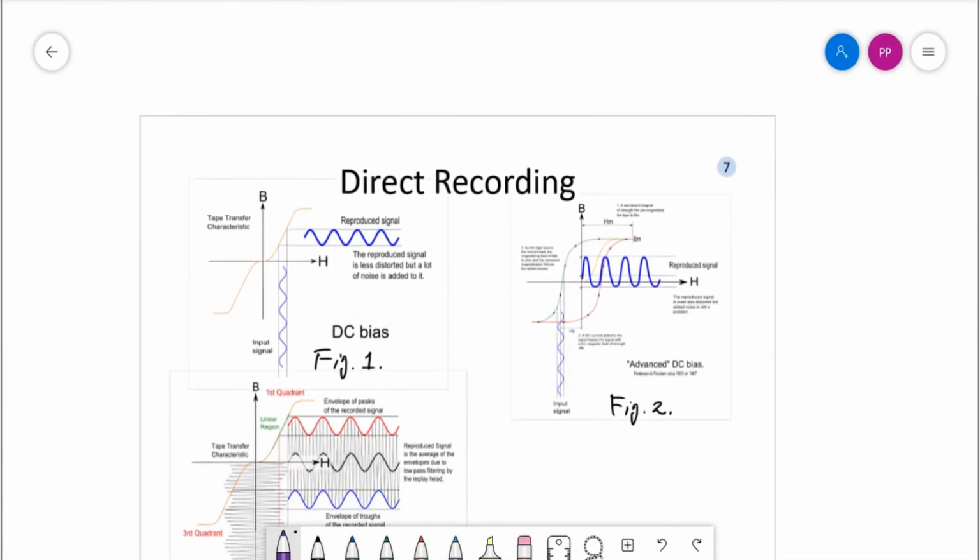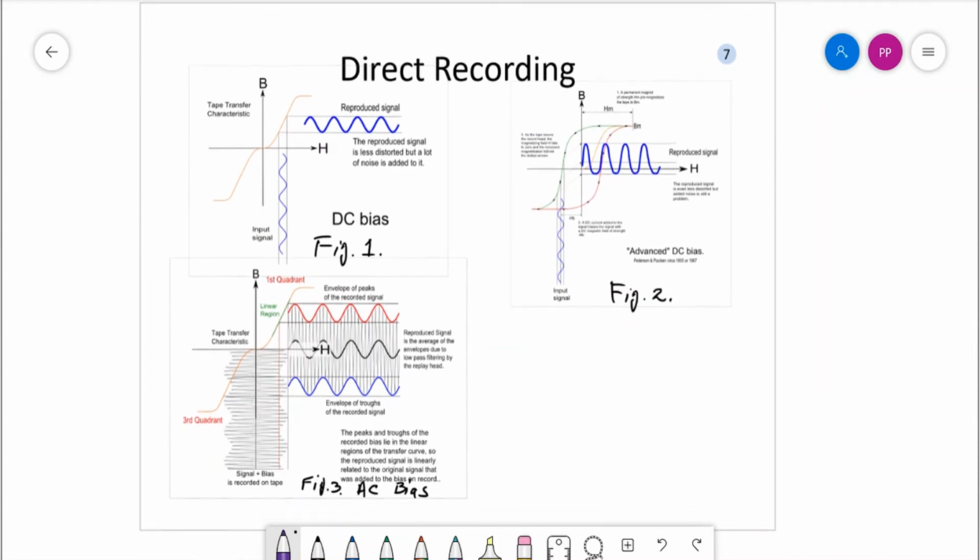So we have three figures. We go to figure 1 for DC biasing. In case of DC biasing, you see that the signal deterioration at the end is minimized, but the reproduced signal is not 100% deterioration free. It is less deteriorated or distorted, but a lot of noise is added if you are using the DC bias. So for that, we have an advanced DC biasing technique, which is shown in figure 2. Here again we can see that the deterioration is reduced, but again it is not a 100% perfect signal.